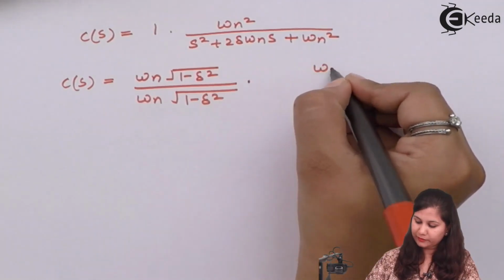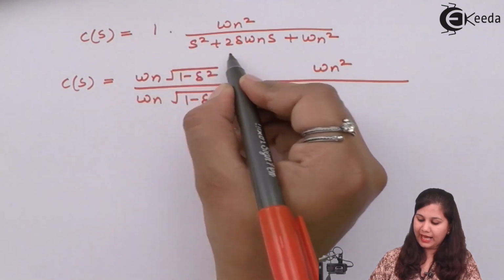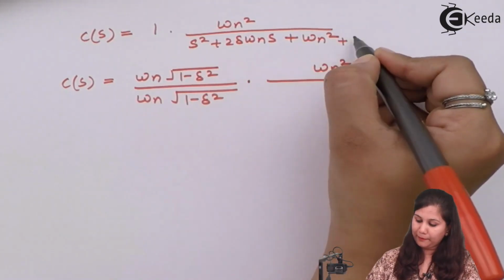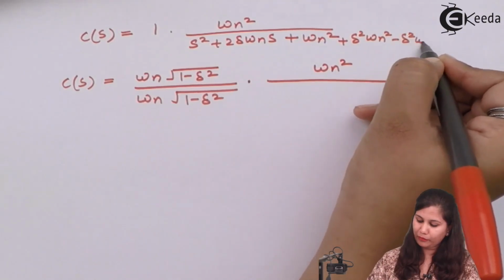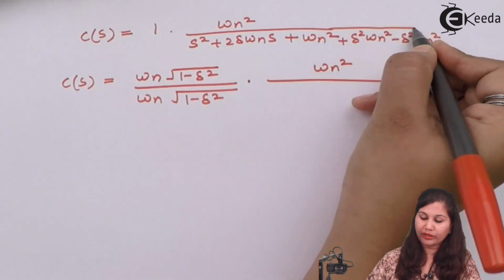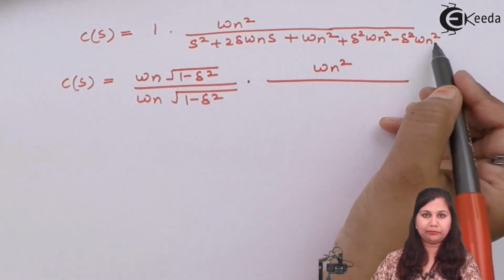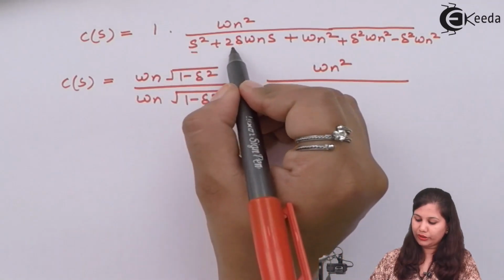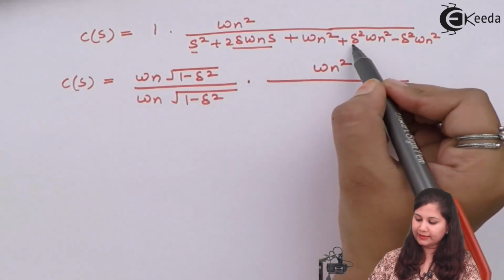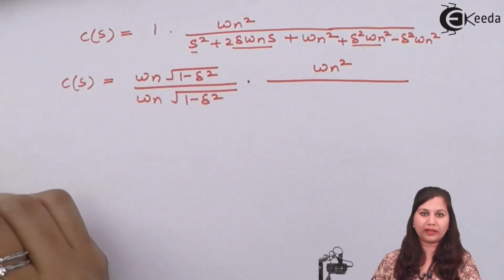Then this term is the same, omega n square. Now if we add and subtract delta square omega n square in this polynomial, there will be no effect, because we are adding and subtracting the same term. Now if we see this s square, 2 delta omega n s, and this delta square omega n square, it is forming the a plus b whole square formula.